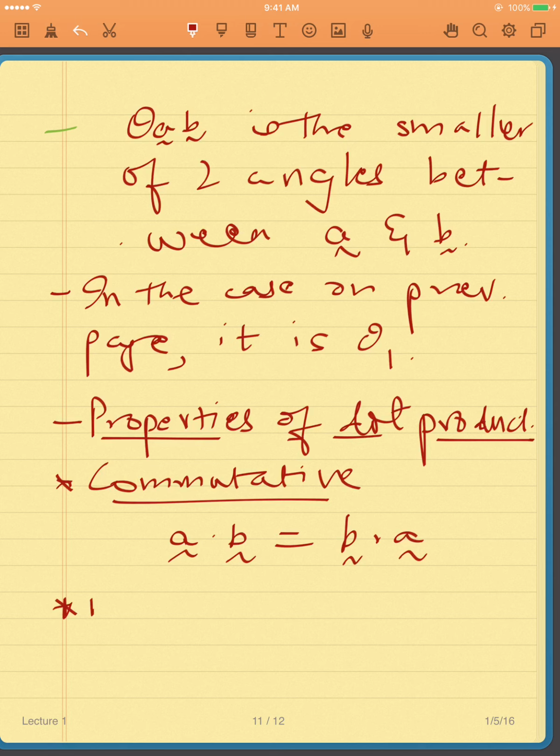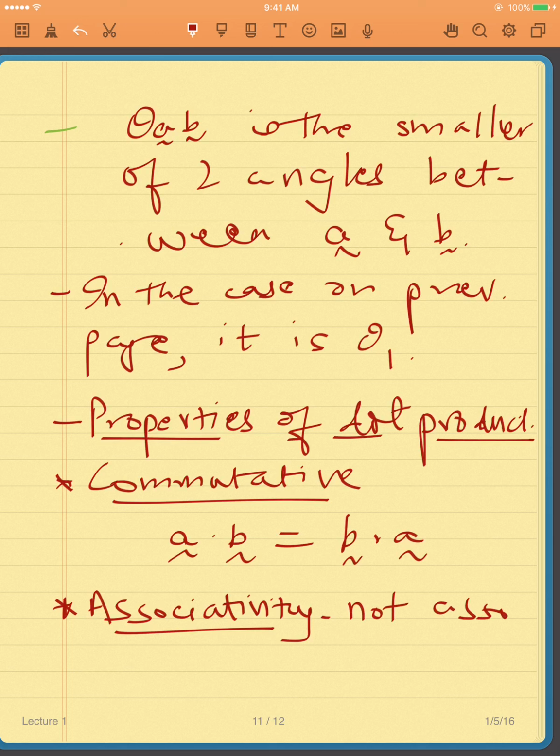And the second property is associativity. It turns out that the dot product is not associative. We won't go into the proof for this, but you can just accept it as a result. Another important property is that two perpendicular vectors have zero dot product.